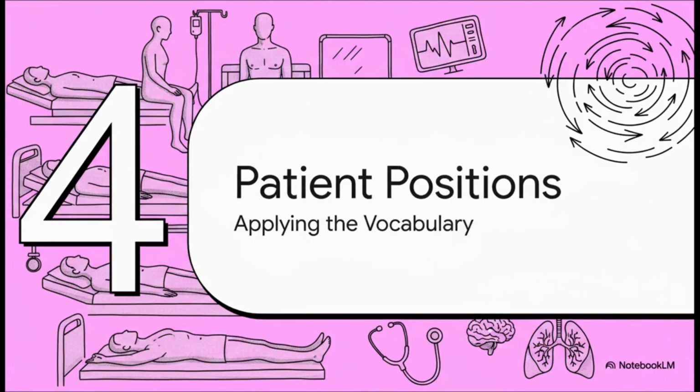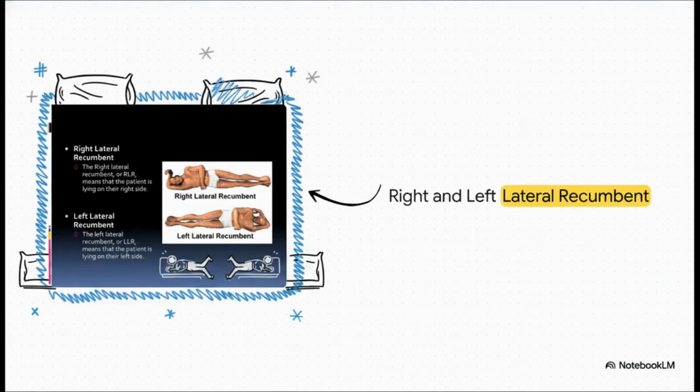And we made it to part 4, clinical patient positions. Let's actually apply all this vocabulary to the real world. First up are the recumbent positions. Recumbent simply means lying down. If you see RLR on a chart, that's right lateral recumbent, meaning the patient is lying completely on their right side. LLR, or left lateral recumbent, means they're lying on their left side.